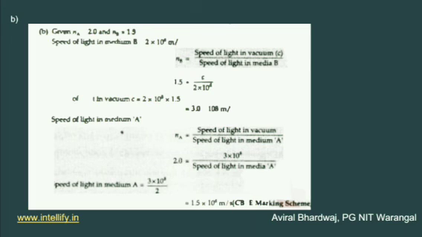Second is the speed of light in medium A. It's the same formula: n is equal to the speed of light in vacuum divided by the speed of light in medium A. We find the speed in medium A. Put nA as 2.0 and the speed of light in vacuum as 3 × 10^8, and find the speed of light in medium A. The answer is 1.5 × 10^8 meter per second. So also do examples like this, as this is an important question.